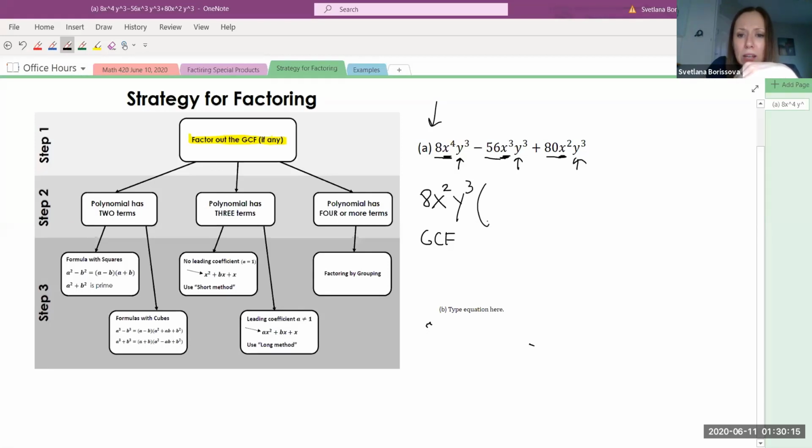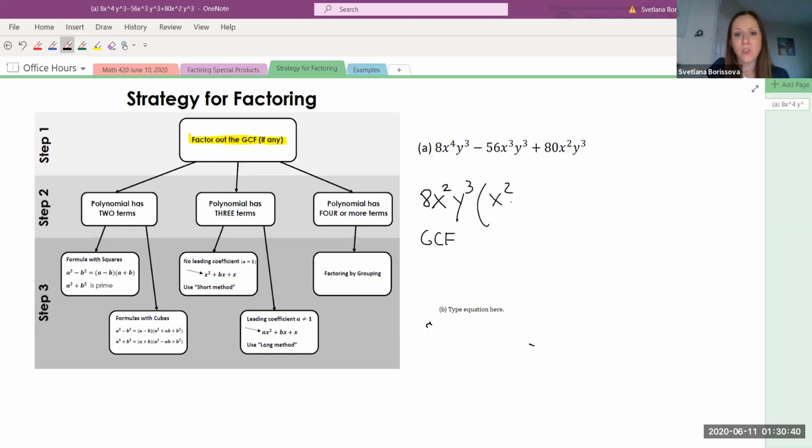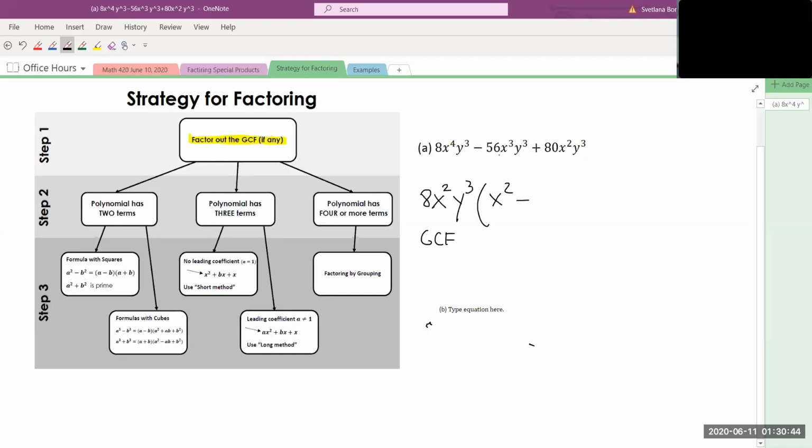And the way I think about it is by going backwards: by what do I need to multiply the GCF to get each term? So by what do I need to multiply 8x squared y cubed to get the first term? x squared. So you're right, x squared, that's it, right? We don't have anything else. 8, I don't need to adjust. y cubed, I don't need to adjust. Yeah, just x squared times x squared will give me x to the 4th. Perfect. Next one. 8 times what is 56?